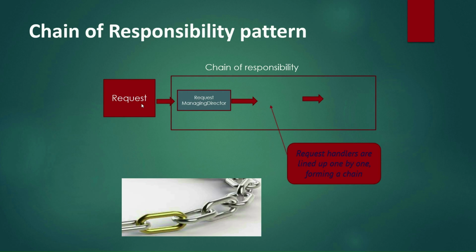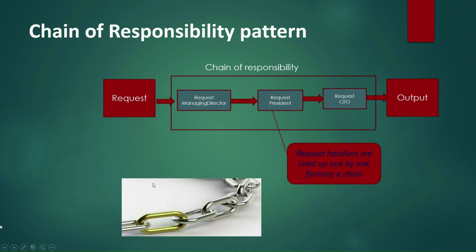suppose something is coming for approval in an industry, and it goes to the managing director. If he is able to approve that request, then it's fine. Otherwise, he will send it to the next level, his successor, the president. Otherwise, finally, it will go to the CEO. So this is basically a kind of chain. Each and every object is connected with a successor, and they will try to handle the request.